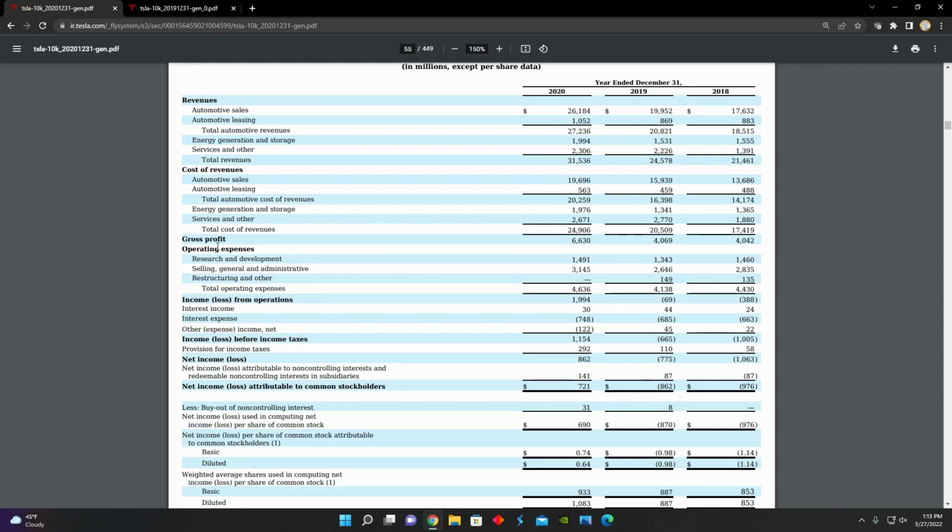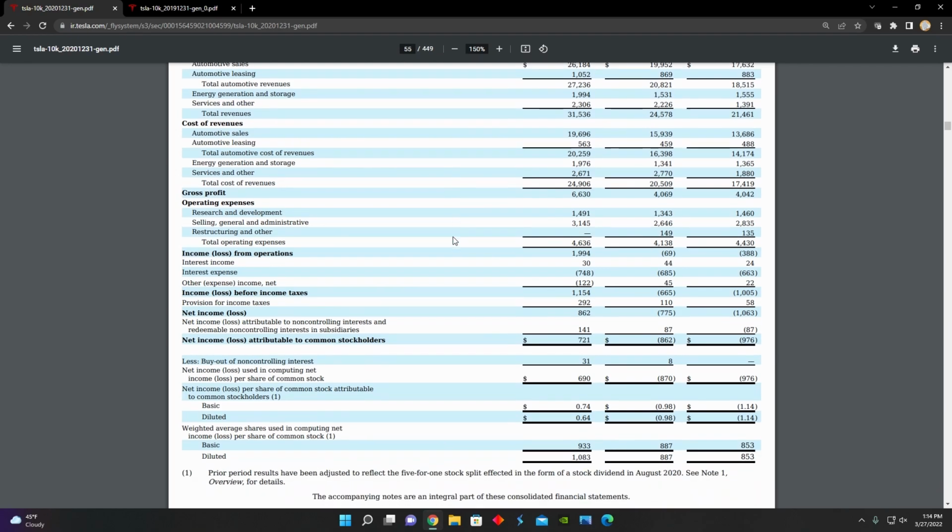And then that gives us the gross profit. And gross profit is basically the profit that a business makes after subtracting all of the costs that are related to manufacturing and selling the products or services that that company provides. And it's calculated by subtracting the cost of goods sold, which is this total cost of revenues right here, from their total sales, which is total revenues right here. So total revenues minus total cost of revenues is equal to the gross profit.